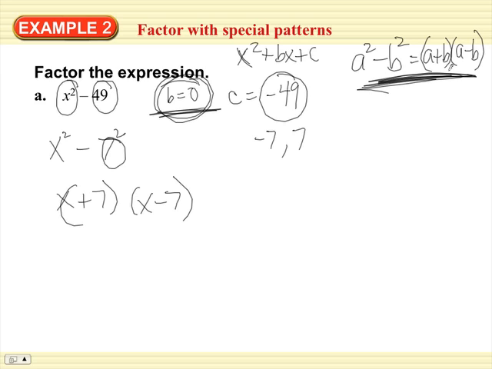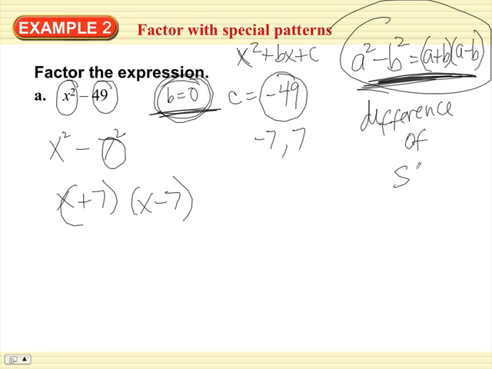For the hard stuff, you won't be able to use that little b equals 0 and c equals negative 49. So please know difference of squares. I would definitely write that on your paper. Difference of squares. There you go. Let's see another one here.